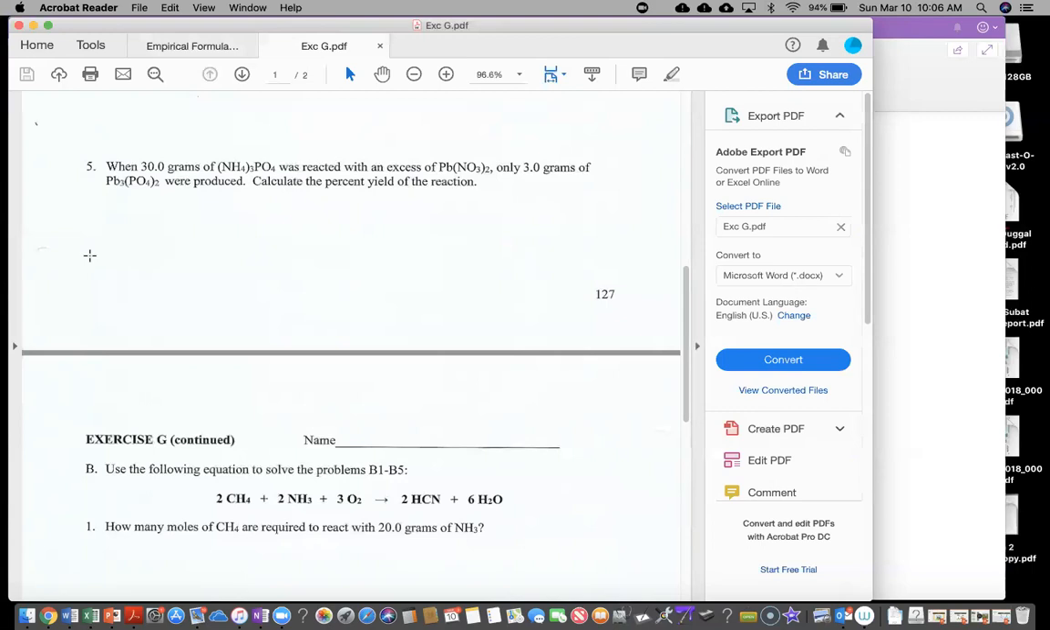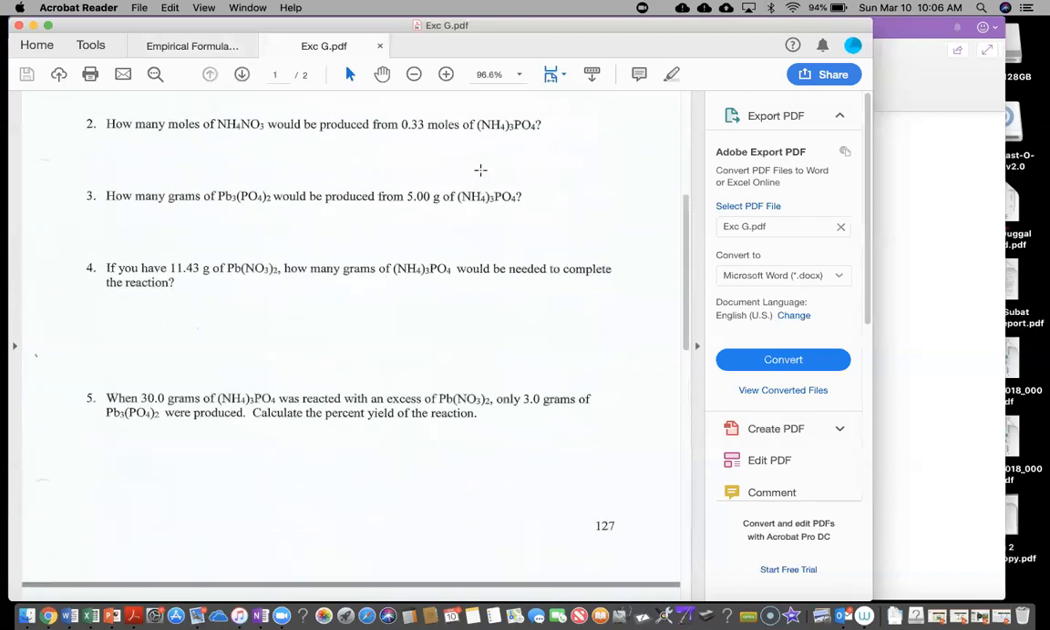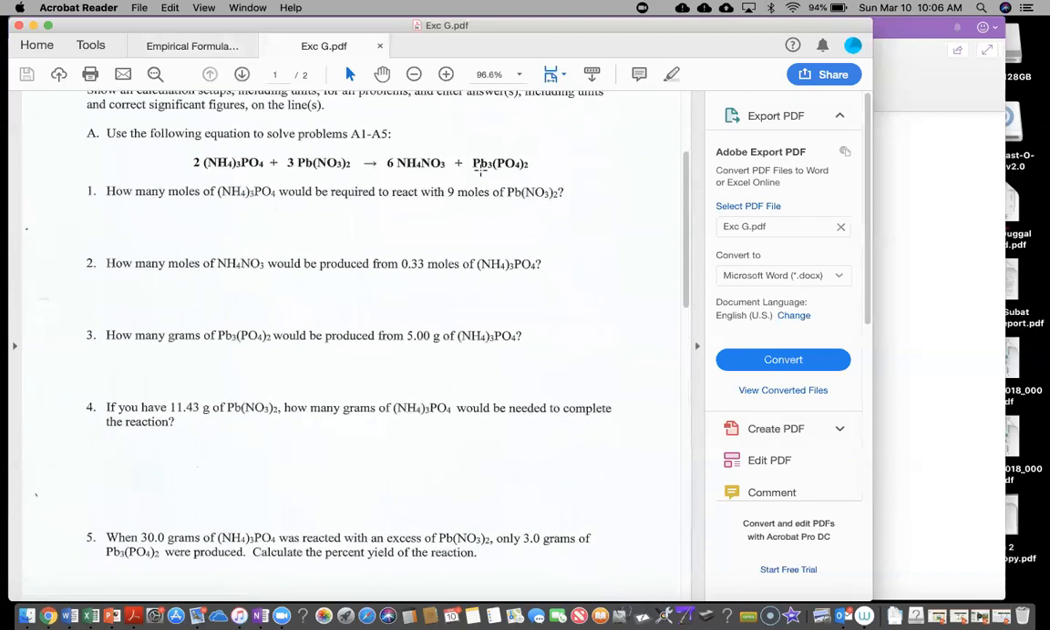I couldn't figure out, so lead nitrate, right, is the excess reactant? Yes. If you look at the reaction and label everything, the first is 30 grams of NH4 3PO4. This is the first one on the chemical equation. Then it says with excess Pb(NO3)2. When they use this word excess, they just mean don't worry about it. They're saying it's not a limiting reactant, that we have enough of it.